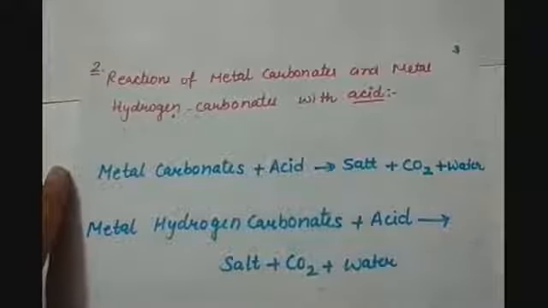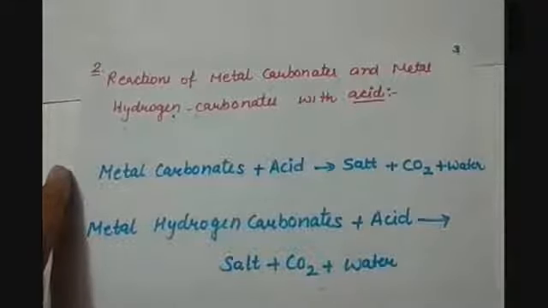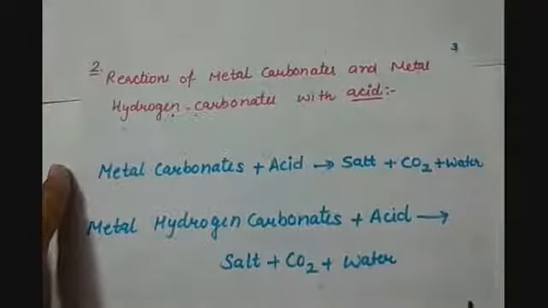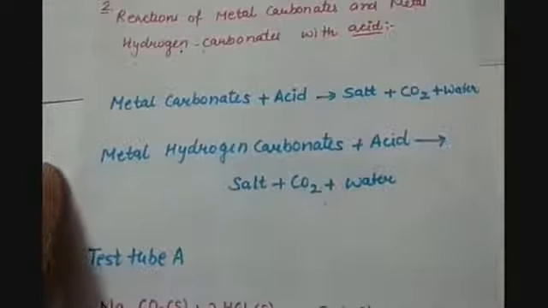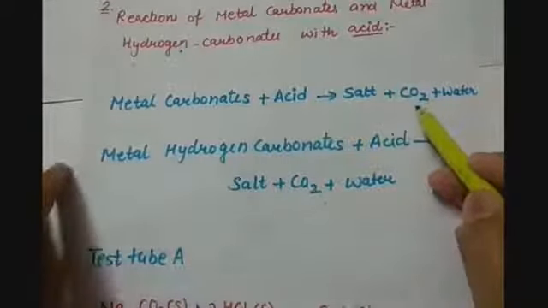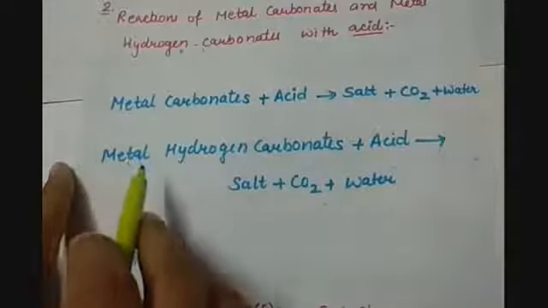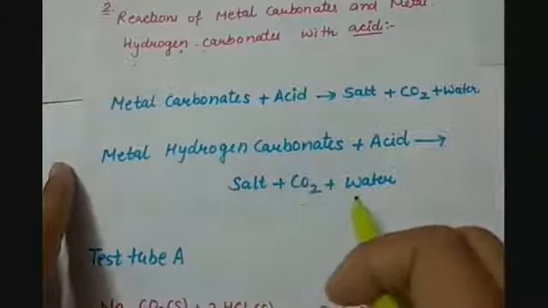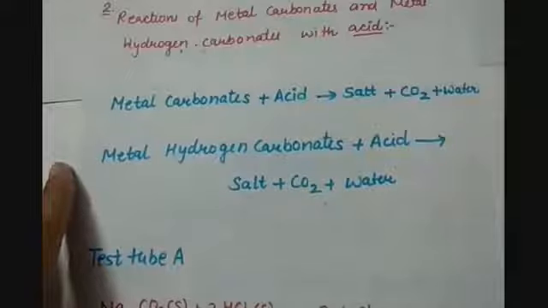The second chemical property of acids and bases is the reaction of metal carbonates and metal hydrogen carbonates with acids. In the first case, when a metal carbonate reacts with an acid, salt is formed, water is formed and carbon dioxide gas is evolved. The same happens when a metal hydrogen carbonate reacts with an acid: salt, carbon dioxide and water are produced. Let us understand this with the help of an activity.